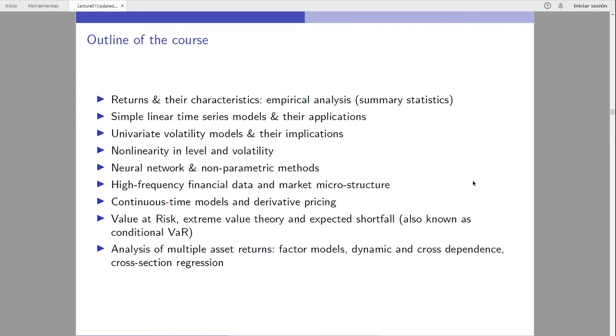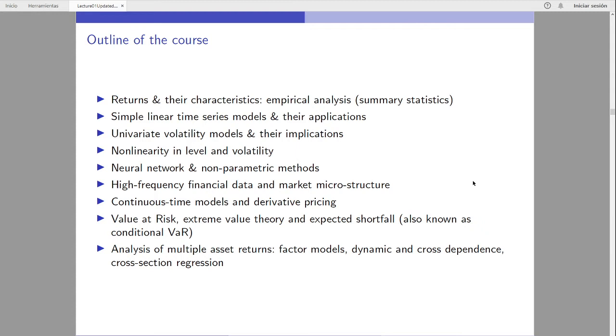Now, moving on. For the outline of this course, things we're going to be studying, first and main one, returns and their characteristics. We will be doing some summary statistics in this kind of empirical analysis of data. We will be studying simple linear time series models and their applications, univariate volatility models and their applications as well. This is an erratum. Non-linearity in level and volatility of asset returns. We'll be seeing neural networks. We're going to study some non-parametric methods.